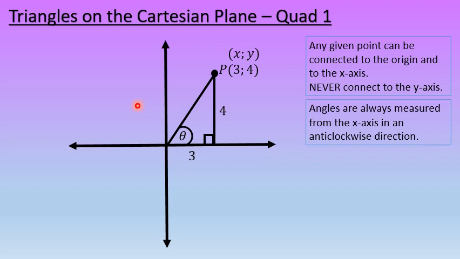Now, what are we going to do in order to find that third side of the triangle, this hypotenuse right over here? Remember, trigonometry only deals with right-angle triangles. So, can we perhaps work with that hypotenuse and find its length? Of course we can. We can use Pythagoras to find the length of that hypotenuse.